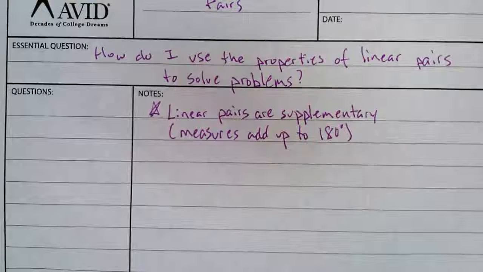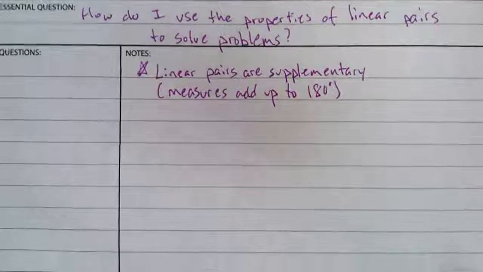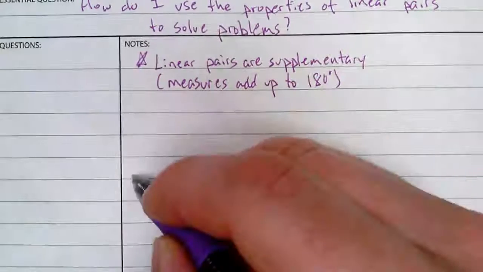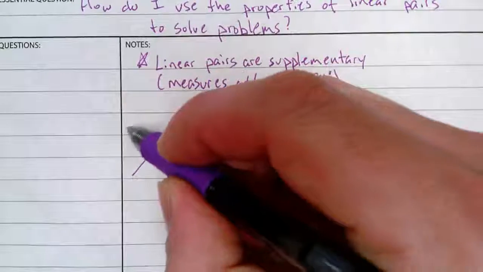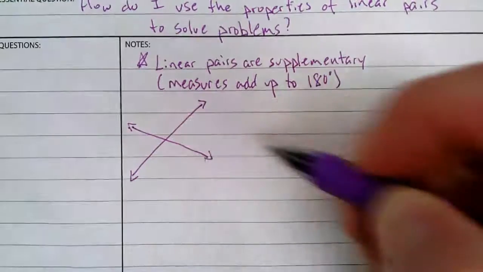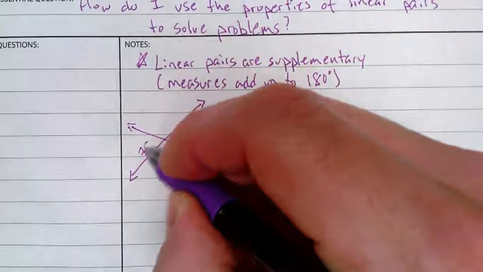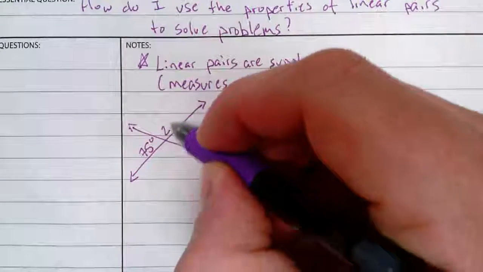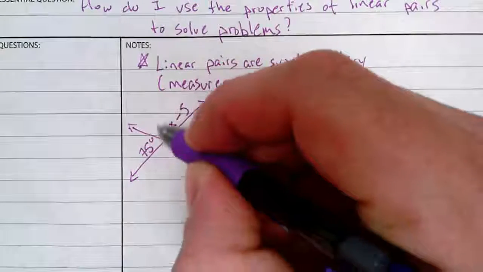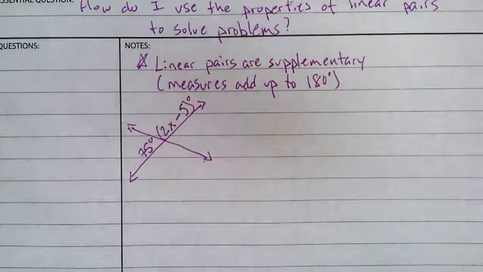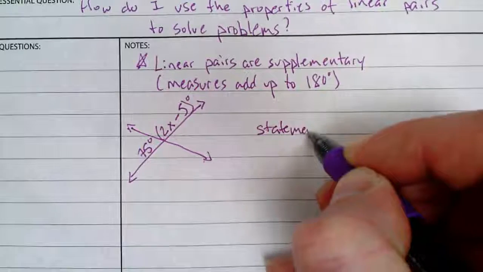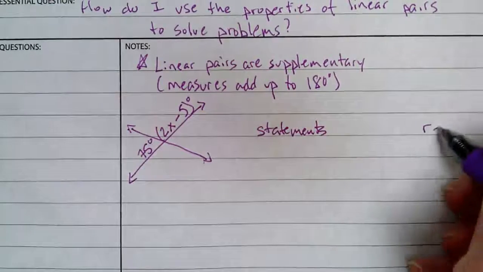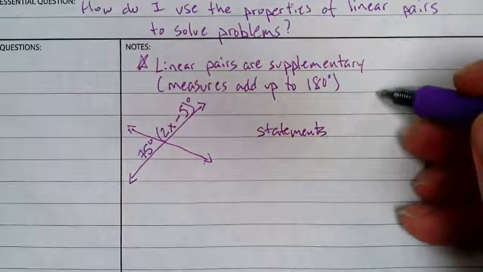Now, in a previous video, we went into a lot of detail to solve a problem. And we're going to go a little less detail this time, because this problem is a little more complicated. Let's take a look at it. Okay, in this case, we've got 75 degrees and 2x minus 5 degrees. So, we're going to have our statements, and over here, our reasons.